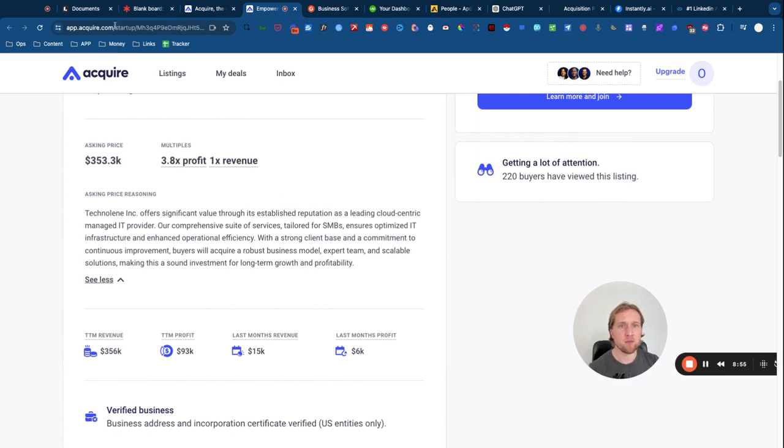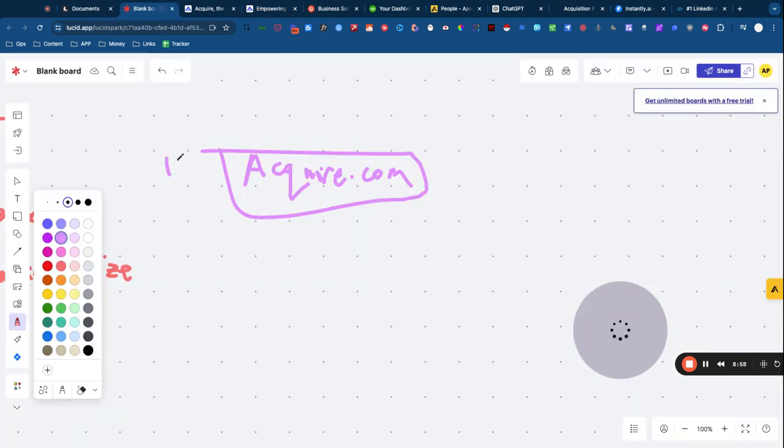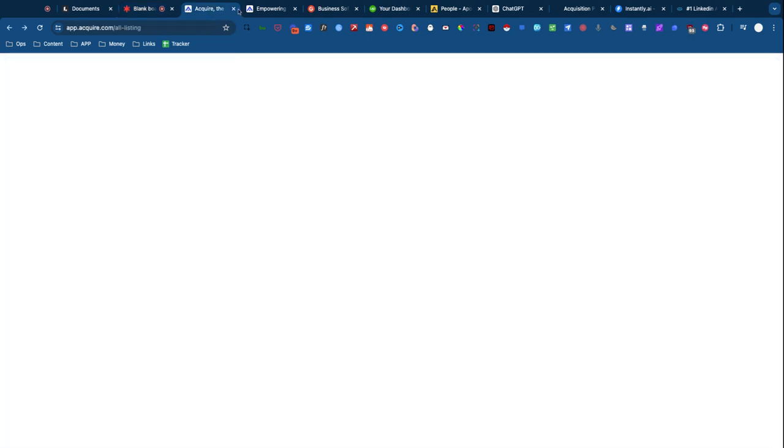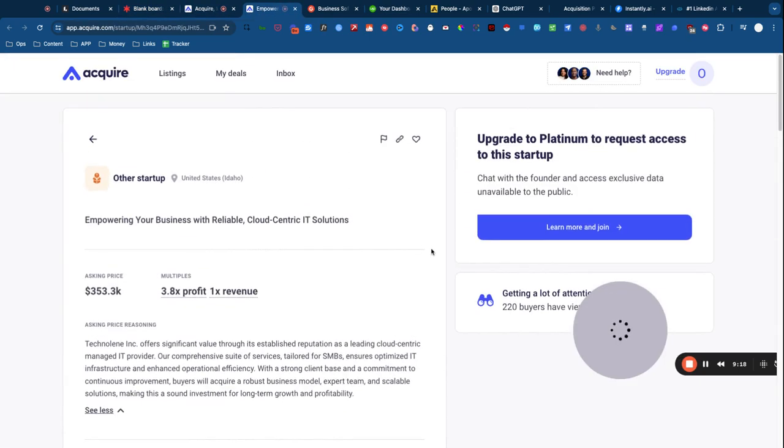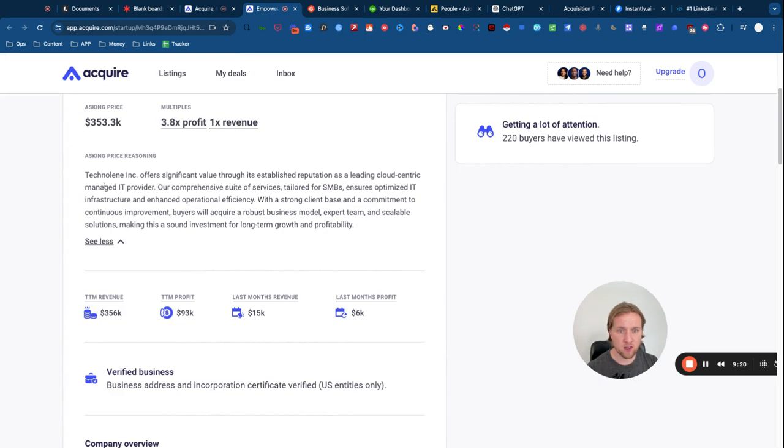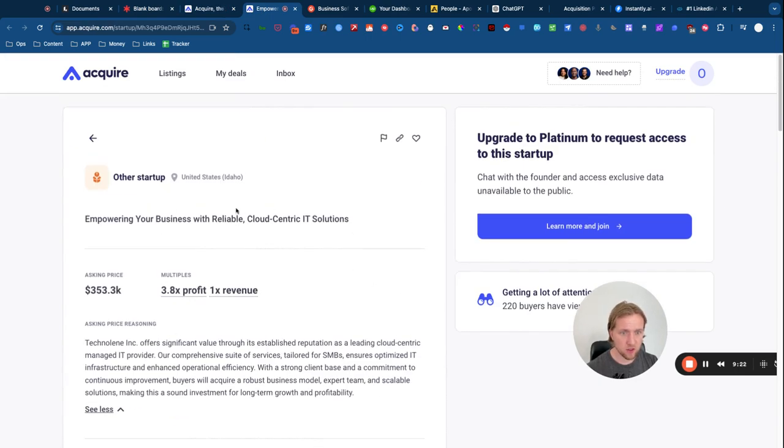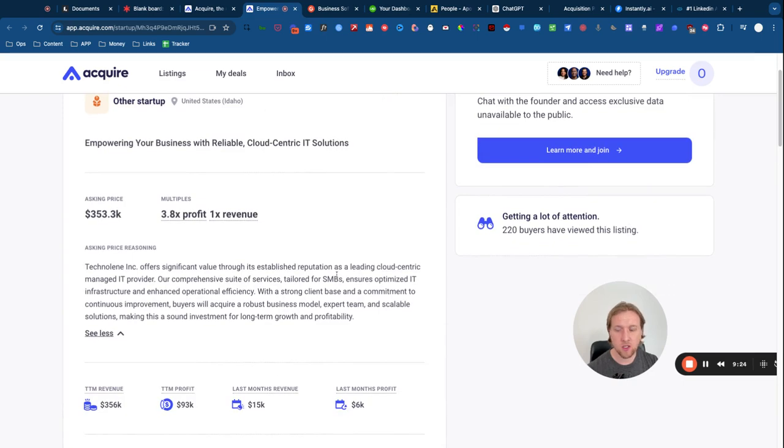All right, so the first step here is go to Acquired and look at the types of companies that are being sold. Look at their asking price, look at the revenue that they've generated over the last 12 months, look at their profit margins. And if there are companies that look like what you want to achieve with your company in terms of revenue and profit generated, those are the companies to take forward, okay? For example, this one here, this leading cloud-centric managed IT provider, all right? We're just going to continue with this as an example.